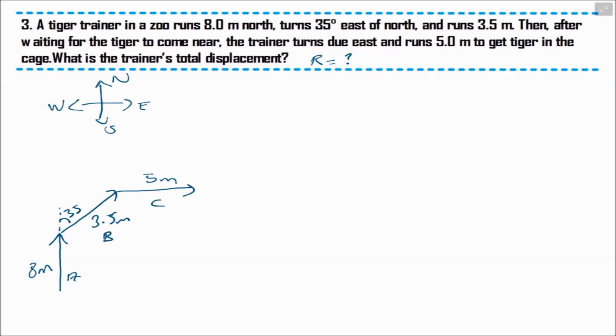And we will calculate the component of the vector A, vector B, vector C. Then we will calculate the x component of R, y component of R. Then we will have result of the magnitude by the Pythagorean theorem. And the x component of the A is 0 because it goes only in y direction. And the y component of the A, it is 8 meters because only it goes in the y direction.